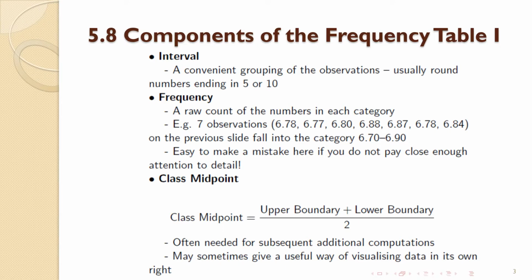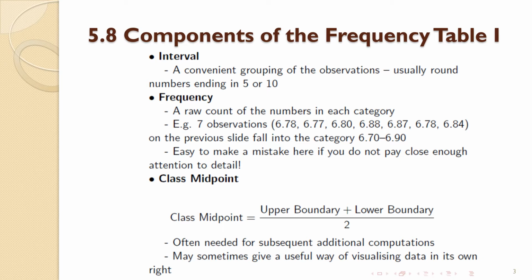So the components of the frequency table then. The first thing is an interval. This is a convenient grouping of the observations. Again, the name of the game is to be as clear as possible in your communication. These numbers are usually round numbers ending in either 5 or 10. The frequency just gives the observations in each category. So for instance, you have 7 observations that fall into this category here, 6.7 to 6.9. The frequency is 7. It isn't terribly exciting, I'm afraid, but it's easy to make a mistake here if you don't pay close enough attention to detail.